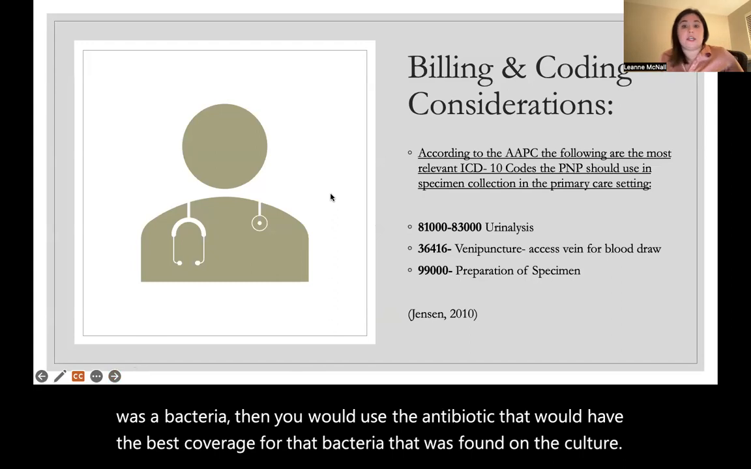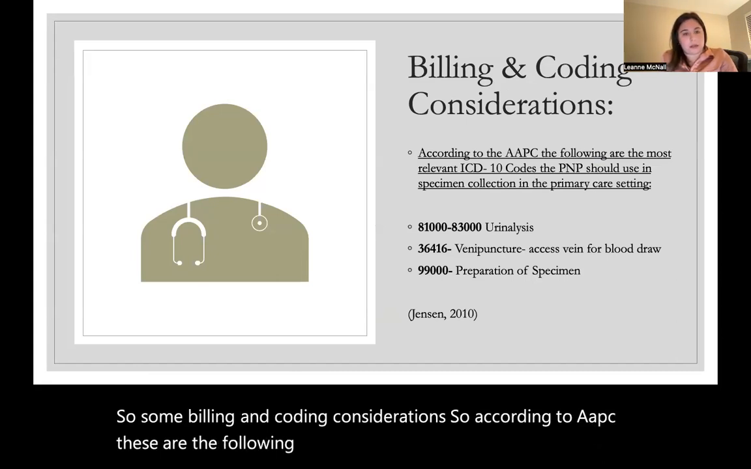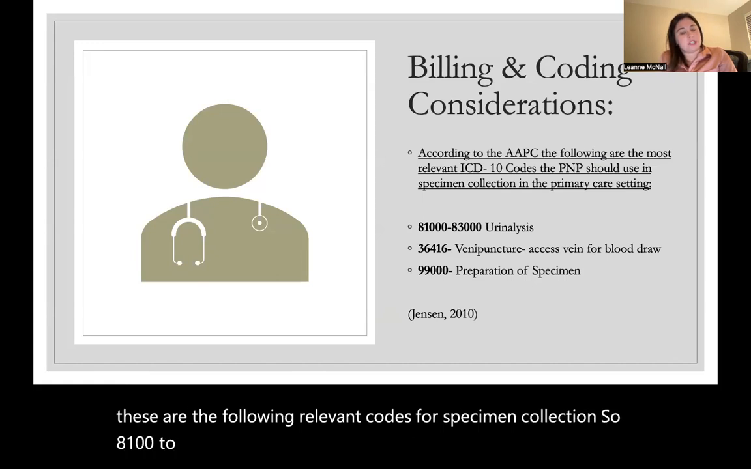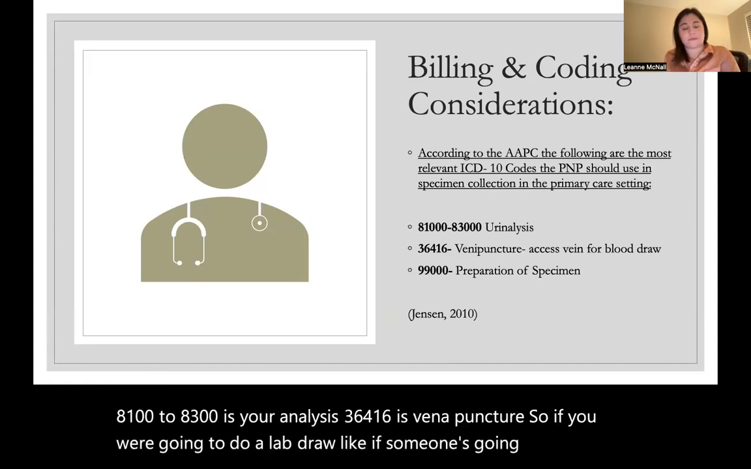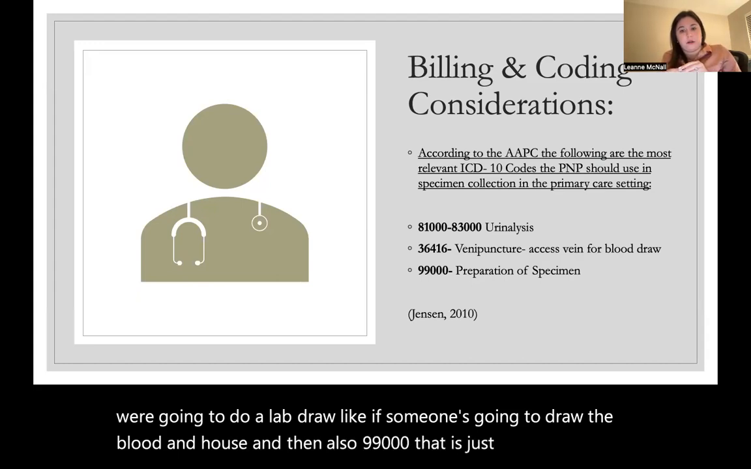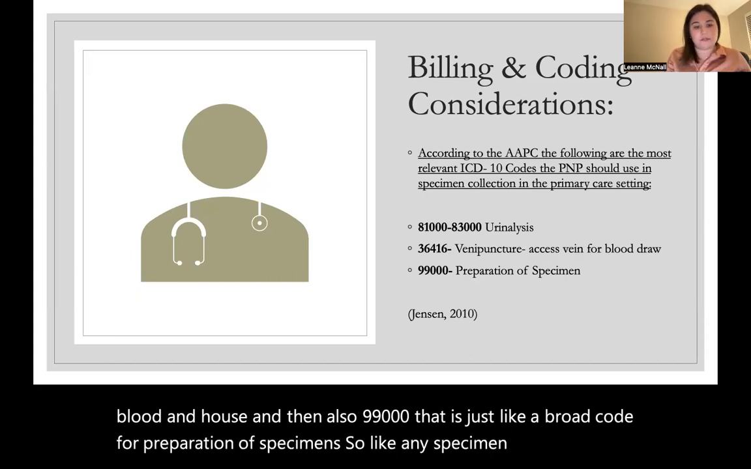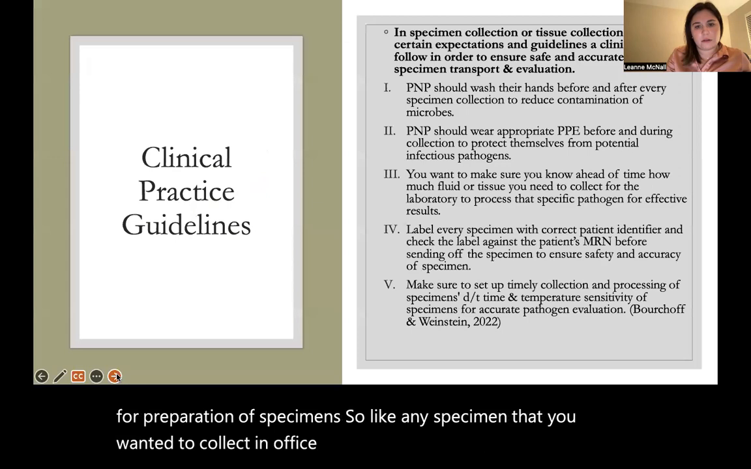Okay, so some billing and coding considerations. According to the AAPC, these are the following relevant codes for specimen collection. So 8100 to 8300 is urinalysis. 36416 is venipuncture. So if you were going to do a lab draw, like if someone's going to draw the blood in house, and then also 99000, that is just a broad code for preparation of specimens. So like any specimen that you wanted to collect in office. And that's what I found.